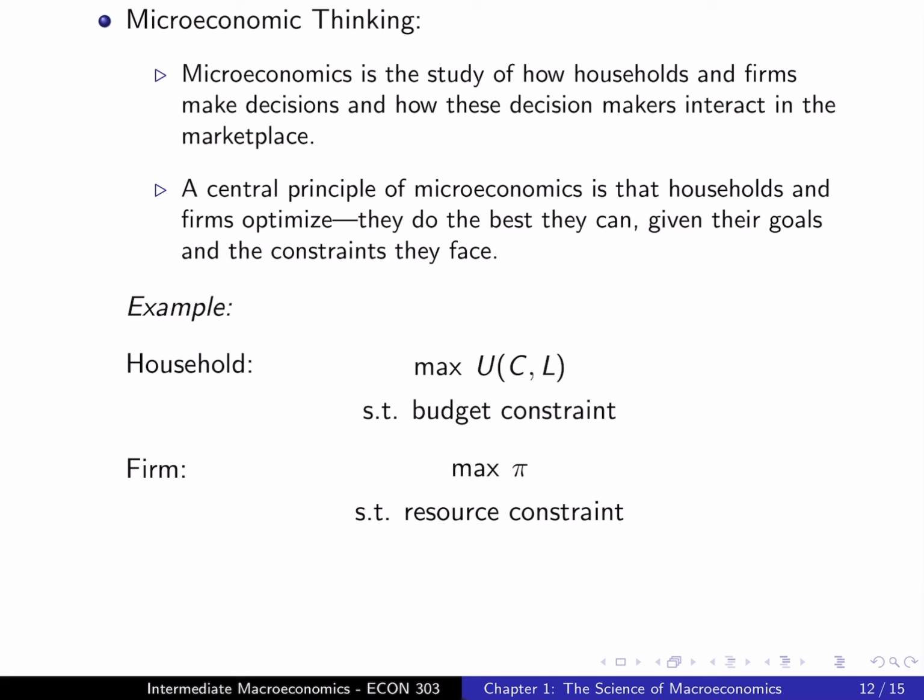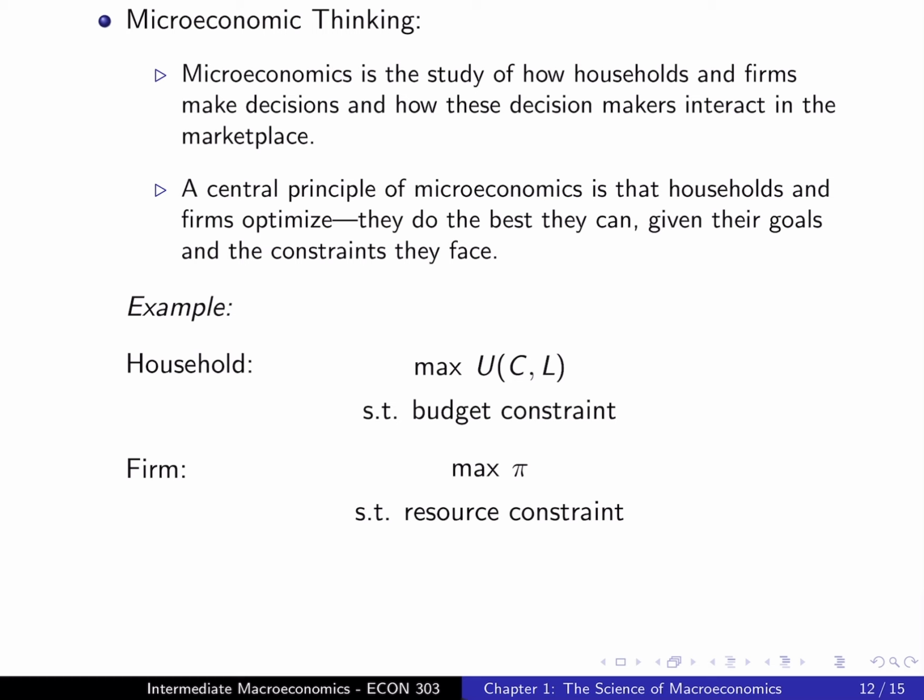Consider the following examples. Households are typically modeled as maximizing their utility, a measure of satisfaction. For example, max U as a function of C and L. That means they choose the optimal combination of consumption C and leisure L, subject to a budget constraint determined by income and available time. Firms are modeled as maximizing profit.